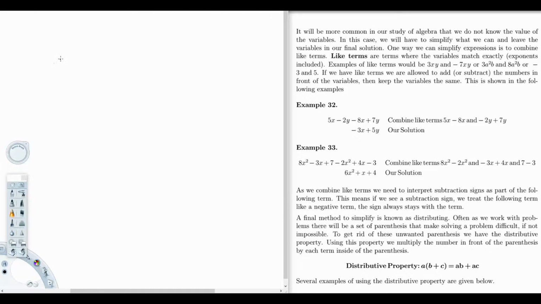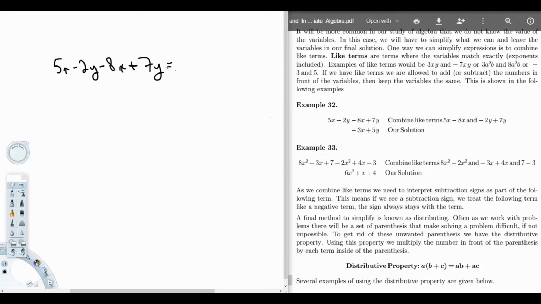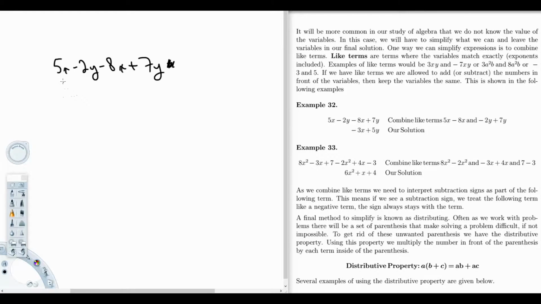So let's do this equation over again. 5x minus 2y minus 8x plus 7y. You notice that there's no equal sign here because we're not trying to find a solution. We're just trying to combine like terms. So these are like terms, these are like terms.